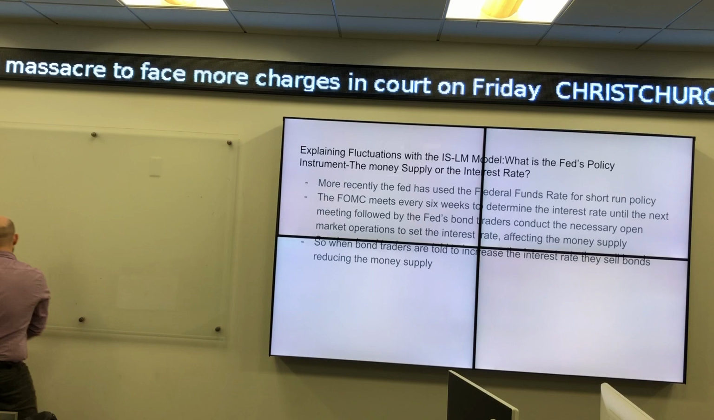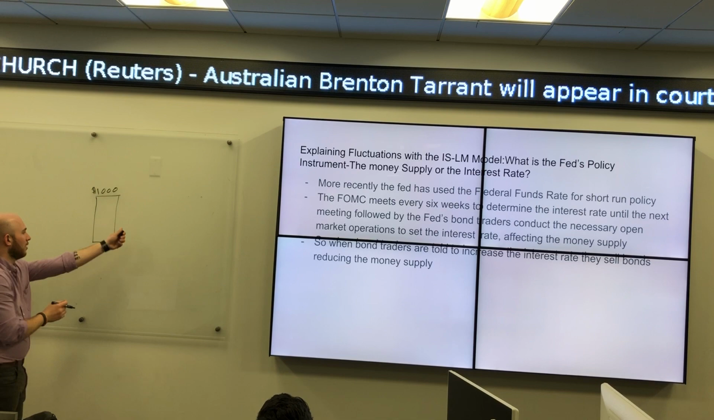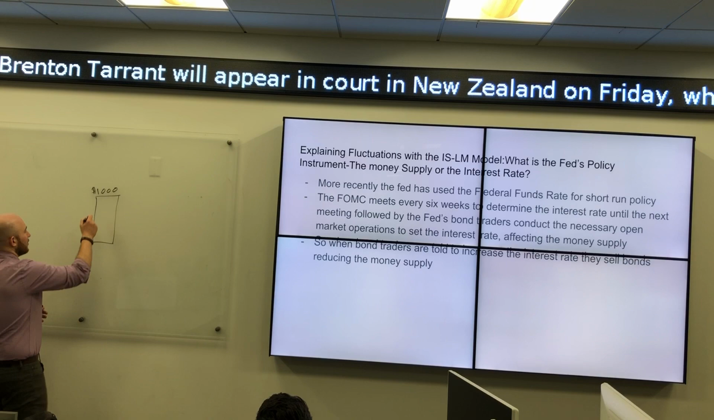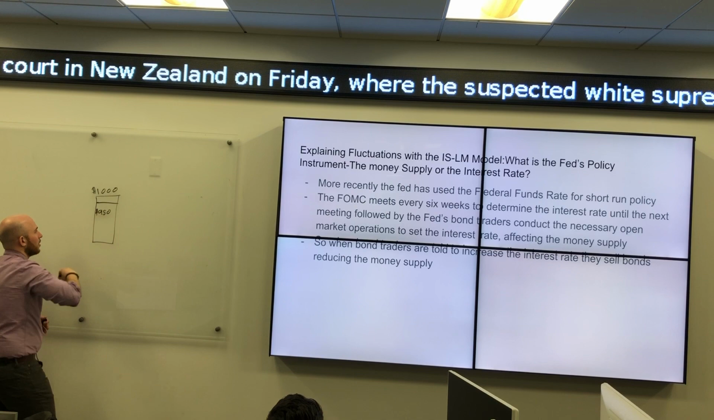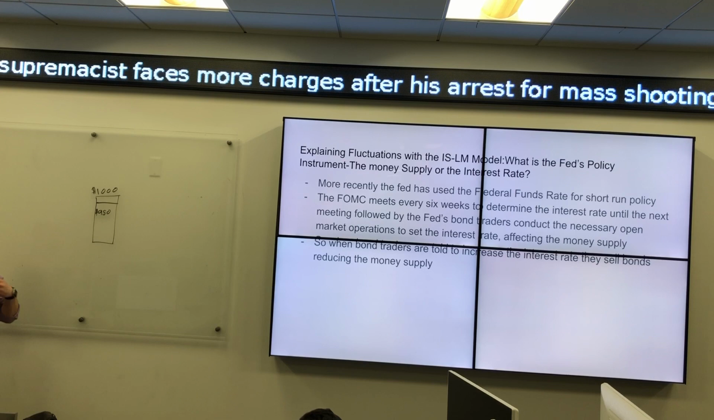All right. So, this is a bond. It is worth $1,000. I'm going to sell the bond to you for $950. So you give me $950, I give you a bond that's worth $1,000. I've just taken money out of the money supply, if I am, you know, the Fed.